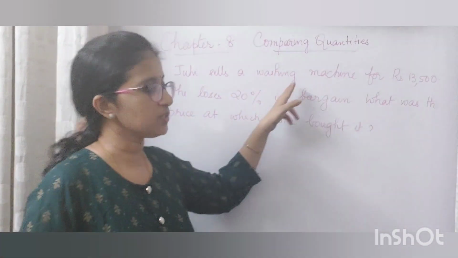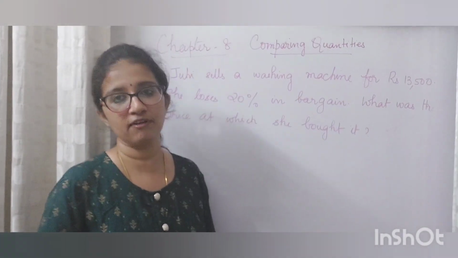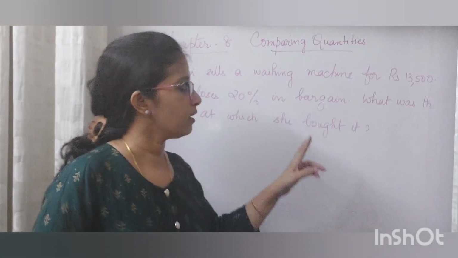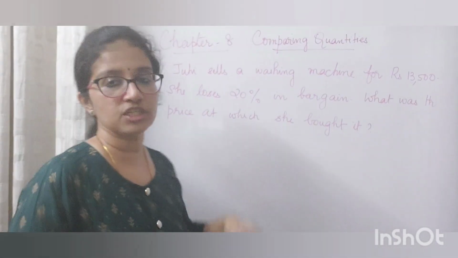Juhi sells a washing machine for rupees 13,500. Okay, she loses 20% in bargain. What is the price at which she bought it?